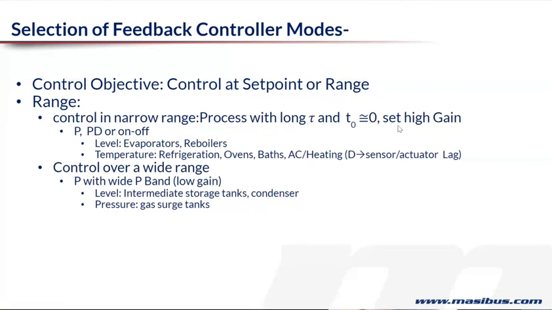Here, if you set the gain very high, you are almost approaching an on-off controller, because the P band, as we saw, is the reciprocal of gain. The P band formula is 100 divided by gain. So the higher the gain you set, the narrower the P band you are keeping. For these types of processes which require a very narrow range, you could actually use just a proportional controller with a manual reset.